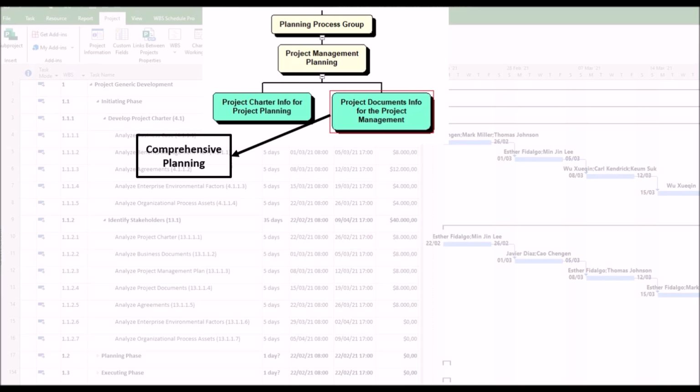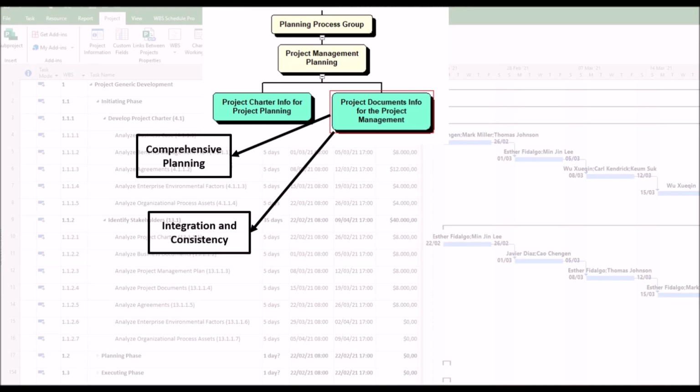1. Ensures comprehensive planning. The project management plan is not created in isolation. It combines outputs from all other planning processes such as the scope plan, schedule plan, cost plan, risk plan, quality plan, and other documents. Without these inputs, the project management plan would lack depth and alignment with project requirements.